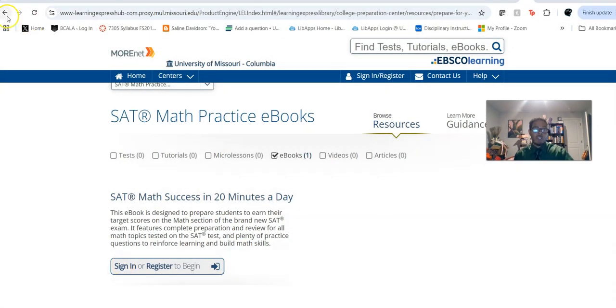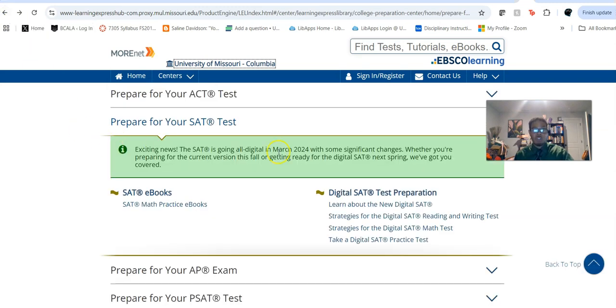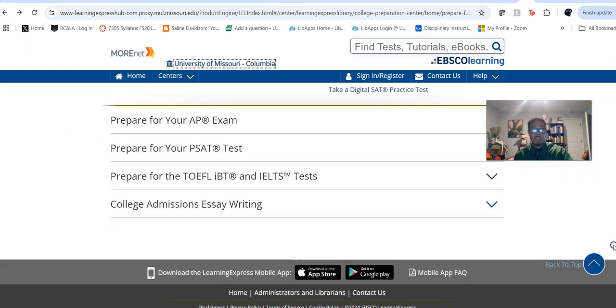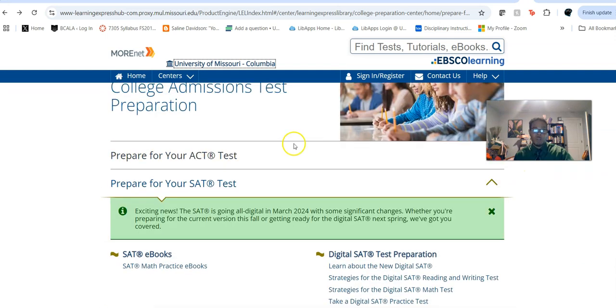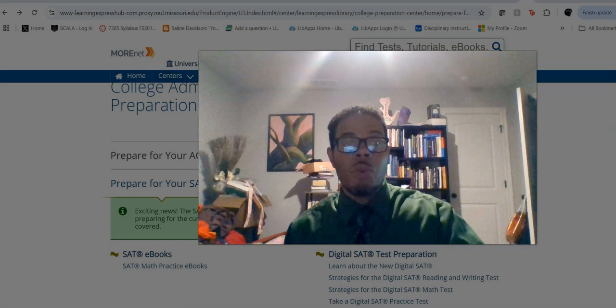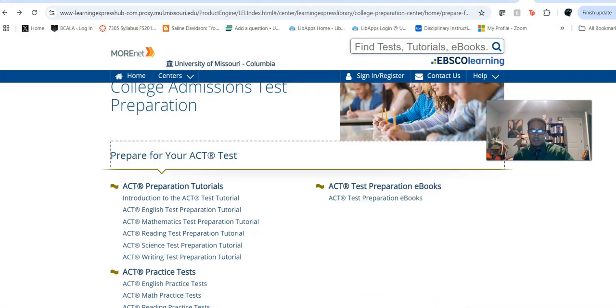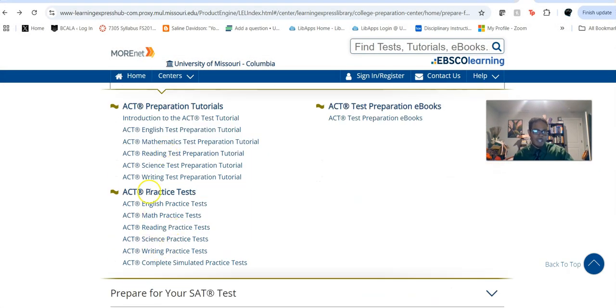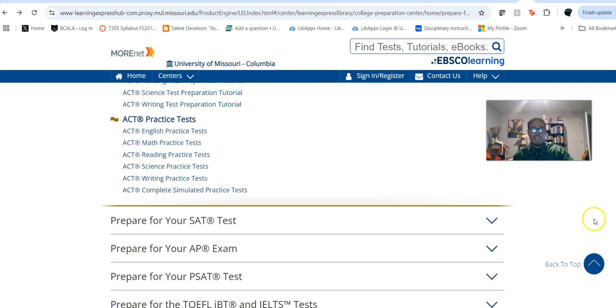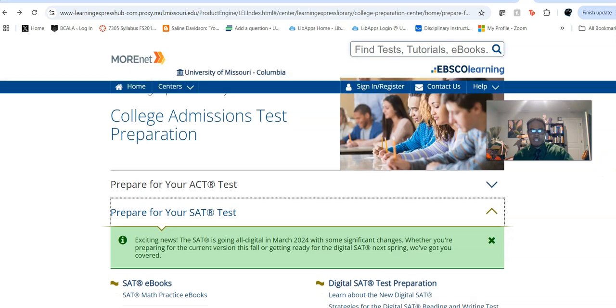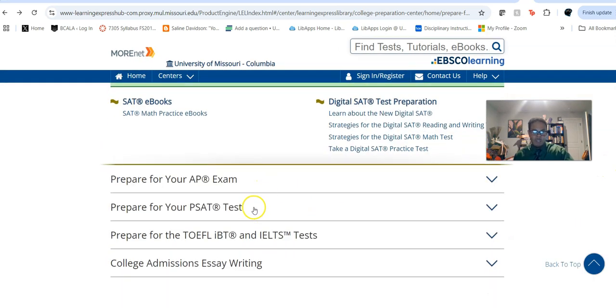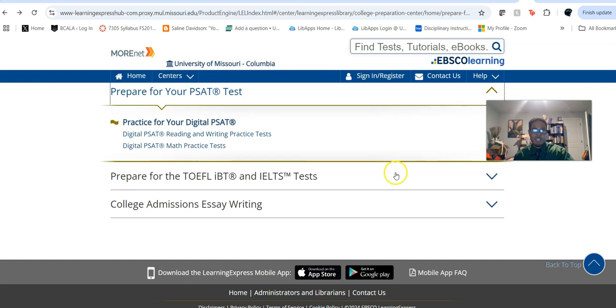Now, I will say, again, just for the sake of time, if you want to actually learn this resource, it's up to you to devote some time to it and explore it. But you're going to have similar stuff with the ACT. Actually, the SAT used to look more like this, where you have these breakdowns and preparation tutorials and everything. I see they still have that going on with the ACT, but with the SAT, it looks like they've consolidated a little bit. And then you will have similar things with PSAT.